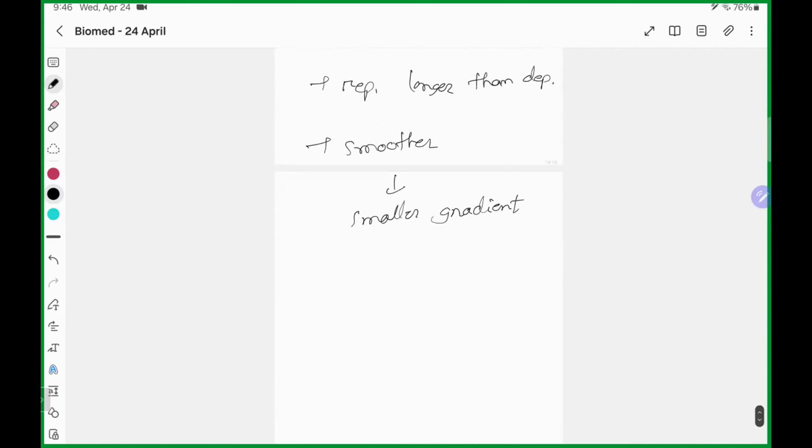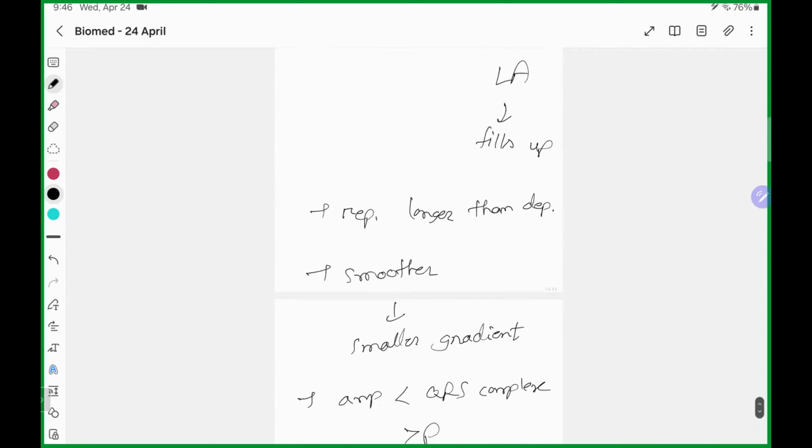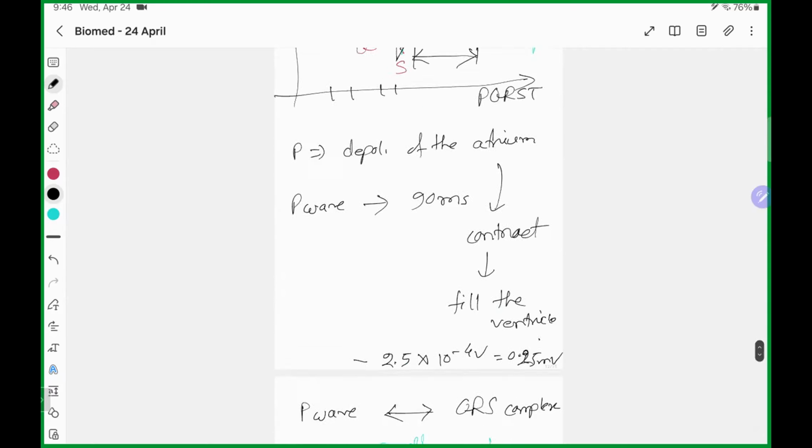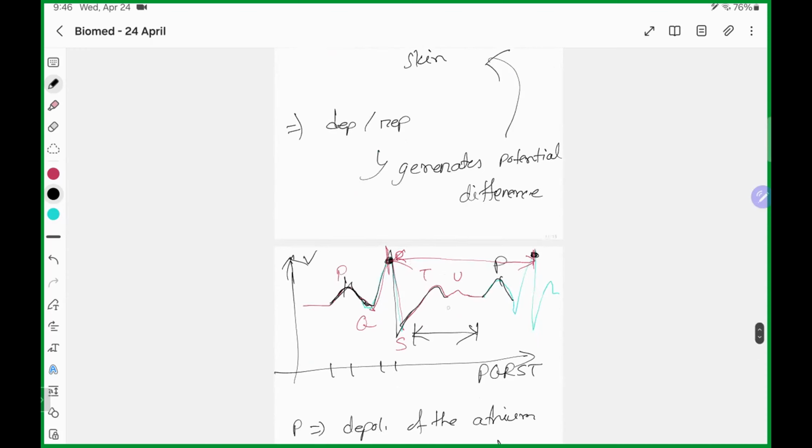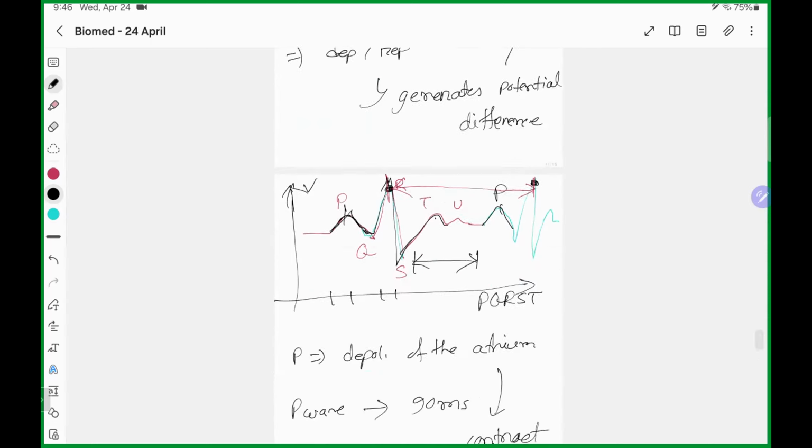Also the amplitude is less than the QRS complex. The T wave has less amplitude than QRS, but greater than P. It will be larger than P, but smaller than the R region. Okay, this is your T.